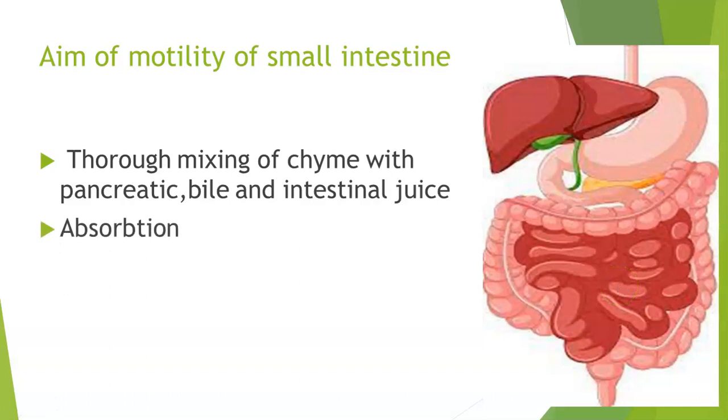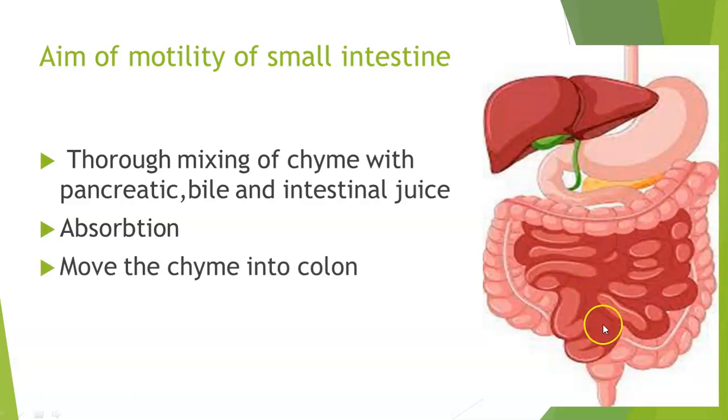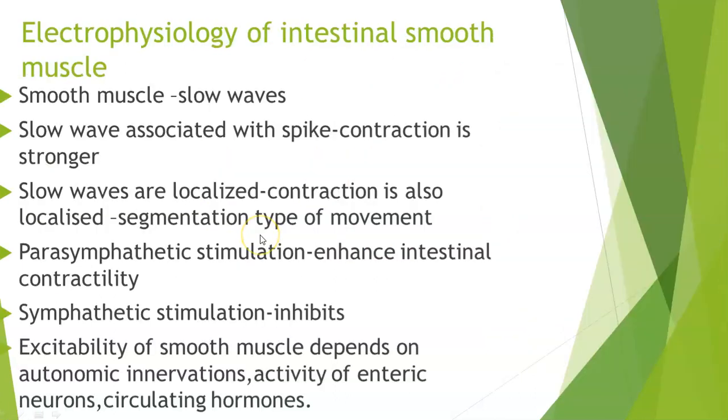The next one is that after digestion, the motility helps in the absorption of the nutrients in the small intestine. After absorption, the remaining chyme enters the colon. This motility of the small intestine helps the chyme to move into the colon. So these 3 are the aims of the motility of the small intestine.